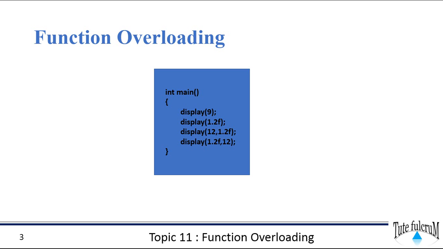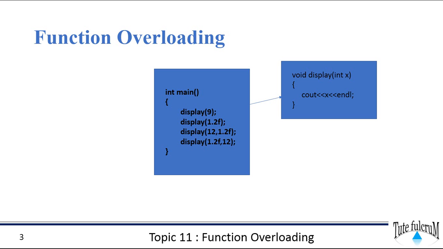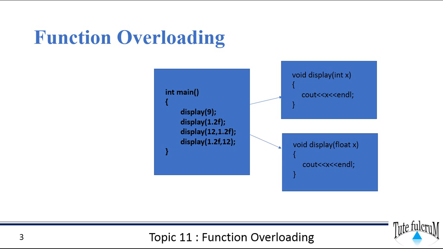The first display function takes one argument and the data type of the argument is an integer. If you look at the second display function, the count of the arguments between the first and the second is the same, but they differ in the data type. The first works with an integer argument, whereas the second works with a floating value. So between the first and the second display function, they differ in the type of arguments.